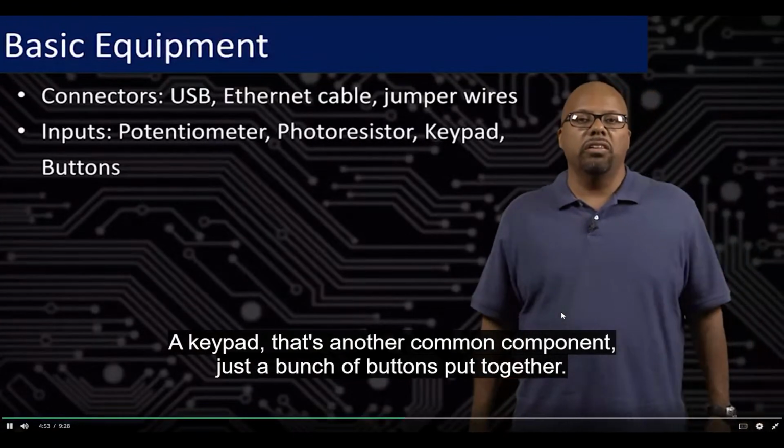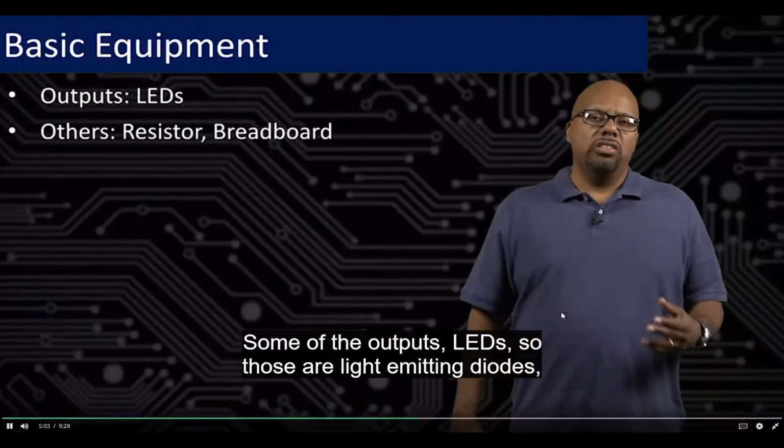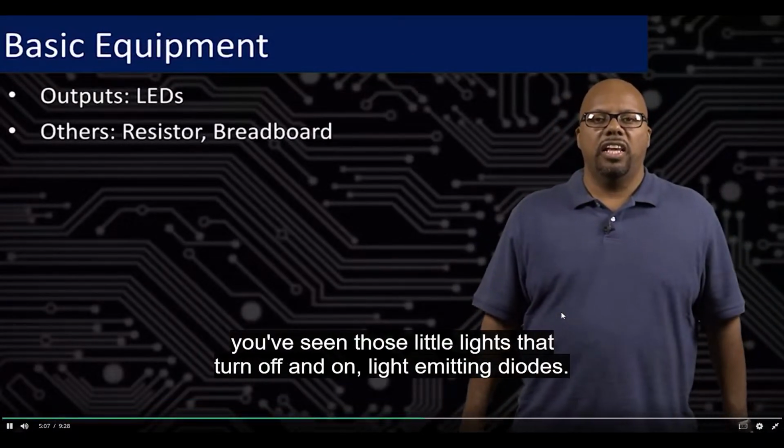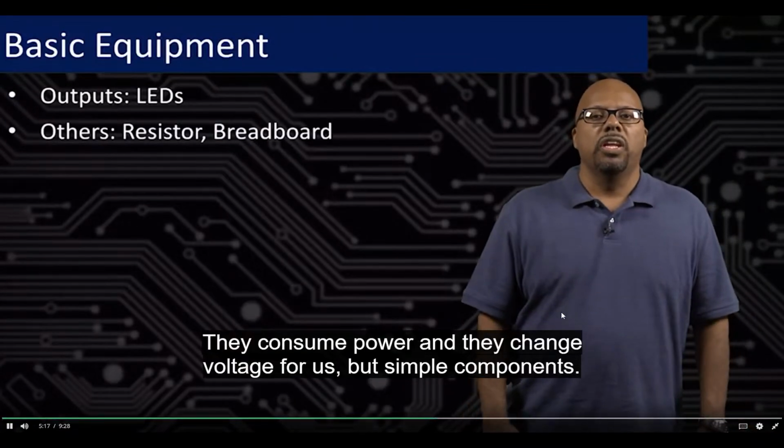Keypad, that's another common component, just a bunch of buttons put together. Buttons, individual buttons, that's another common piece of equipment, and we'll have some of these. Some of the outputs, LEDs, so those are light emitting diodes. You've seen those little lights that turn off and on, light emitting diodes. Resistors, we'll talk about those later. They don't do much. They consume power and they change voltage for us, but simple components. We're also going to use a breadboard.